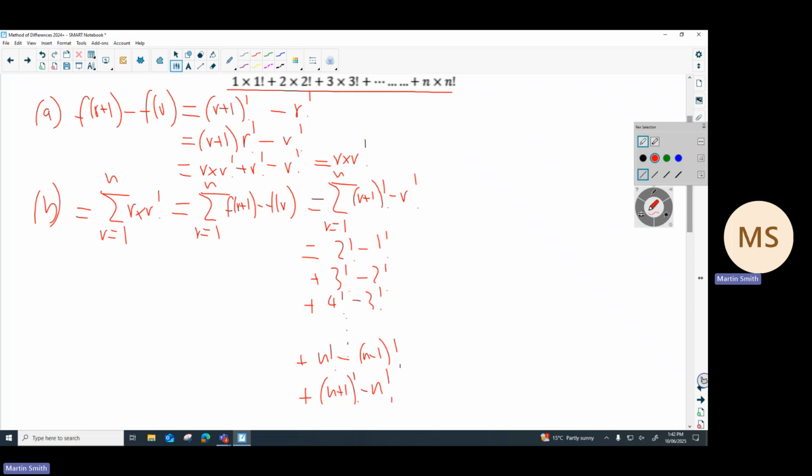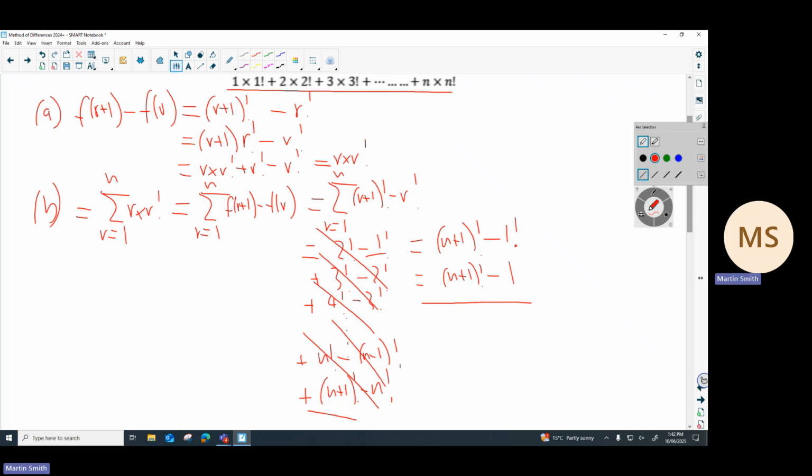Loads of these will cancel out. I've got a plus or minus 2 factorial, a plus or minus 3 factorial, a plus or minus 4 factorial. Keep on going to the bottom. All you're left with is those two terms. So therefore, it is n plus 1 factorial minus 1 factorial, which is the same as n plus 1 factorial minus 1, the expression that I'm looking for.